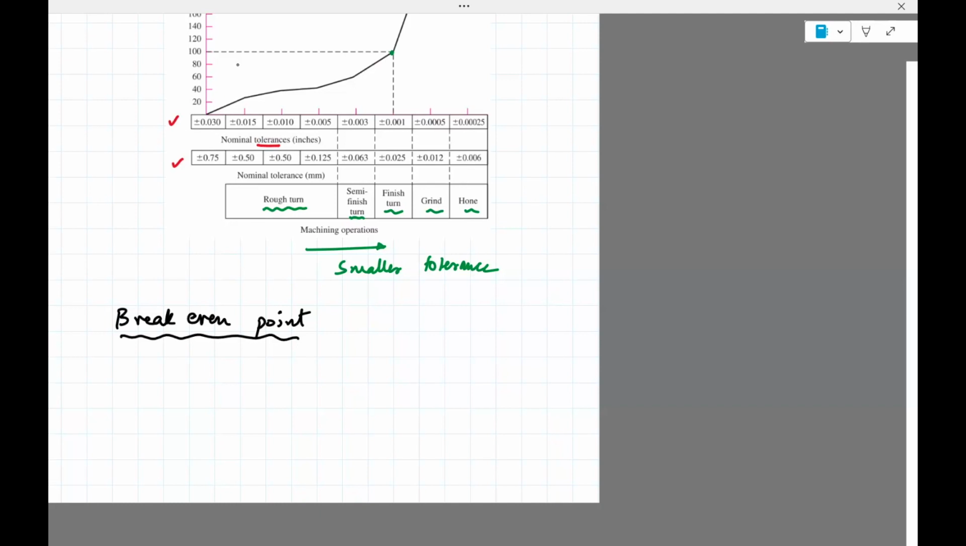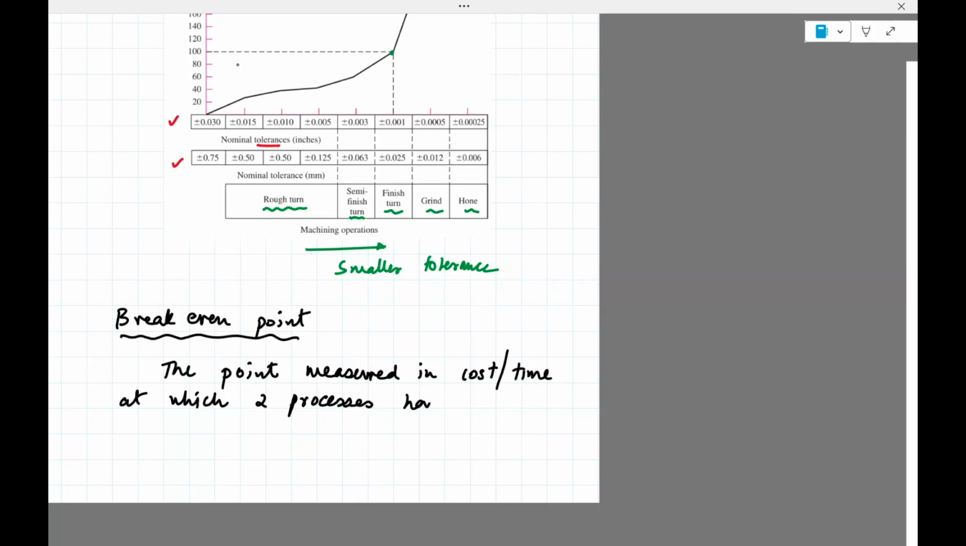So the break-even point is defined, and I'm just quoting from the book, as the point measured in cost or time at which two processes have the same return. Okay, and I'll do an example which will illustrate this.